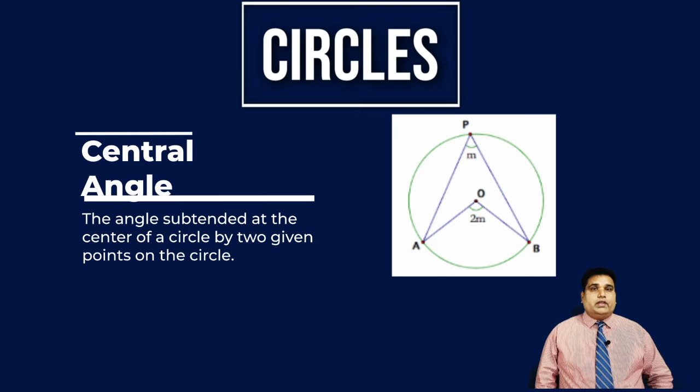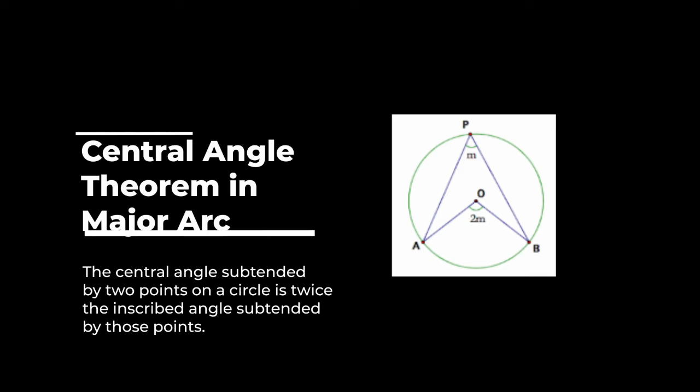So what is a central angle? The angle subtended by the sector at the center of the circle. That angle is known as the central angle. Now we have the central angle theorem for the major arc, and the central angle theorem for the minor arc.